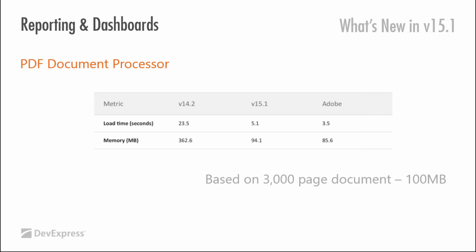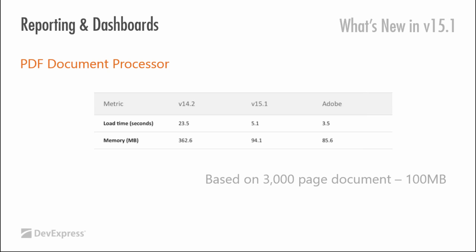Now, I mentioned before the PDF document processor. This slide just gives you a bit of an idea as to the amount of work that's been done behind the scenes on this. In 14.2, to load a 3,000 page document, now that's a substantial size document, into the control was taking about 23 seconds. In 15.1, we've got that around about 5 seconds, which you can see is just a fraction slower than the Adobe libraries themselves. So that is some really major improvements in that area.